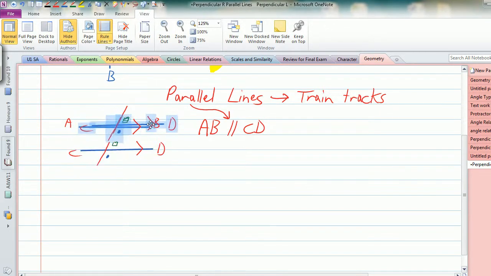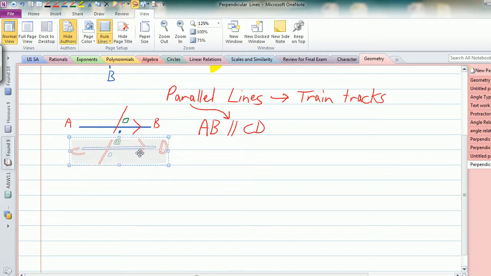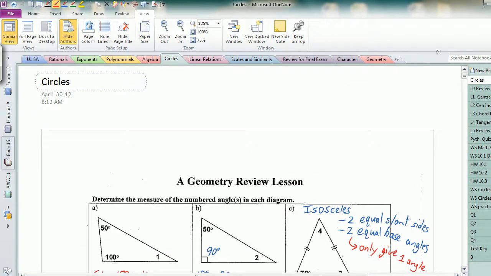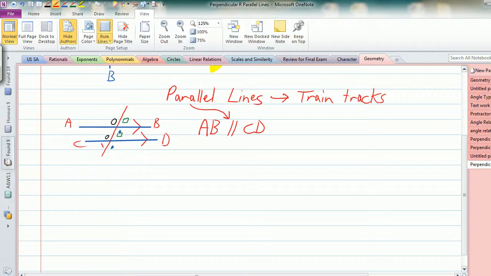So we call those square angles corresponding. They're exactly the same. The dots are corresponding with each other. They're exactly the same. The same thing occurs on the other side as well. So over here, if I have an open circle, those two angles are exactly the same because they line up on top of each other. Just like, whoops, these angles would be exactly the same.